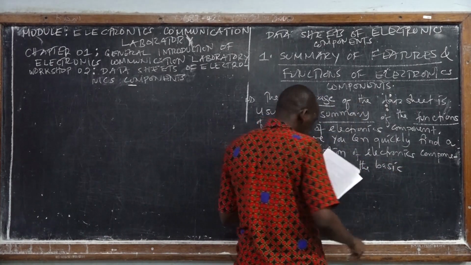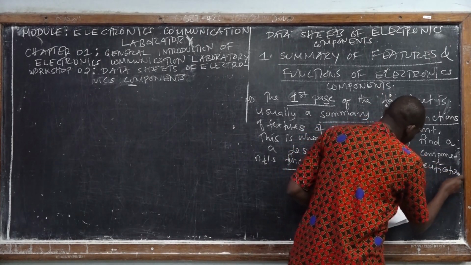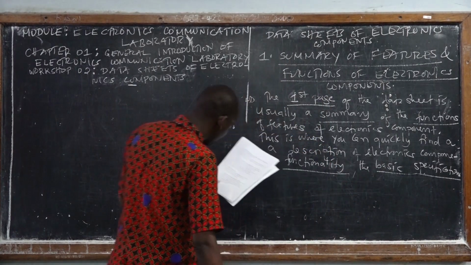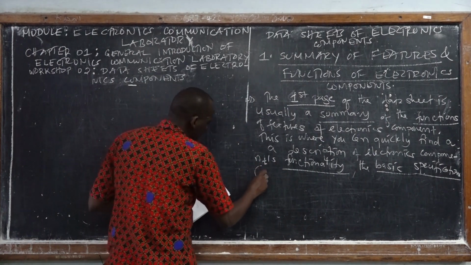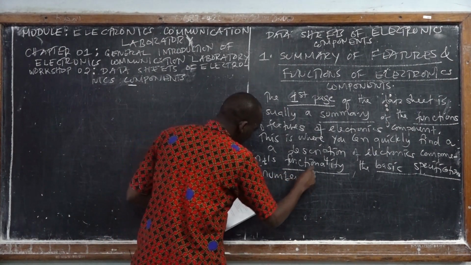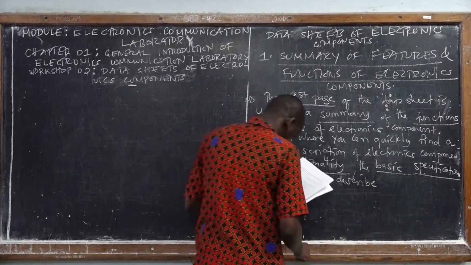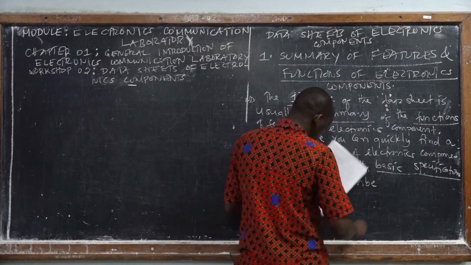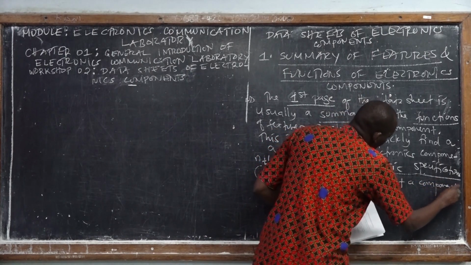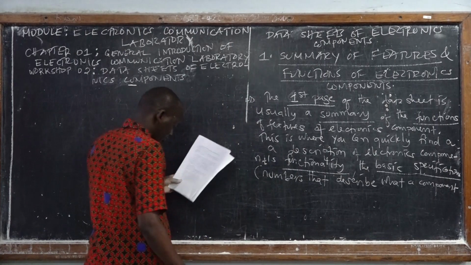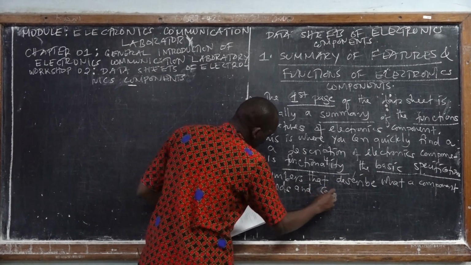The basic specification. The basic specification, which means numbers that describe what a component needs and they can do.